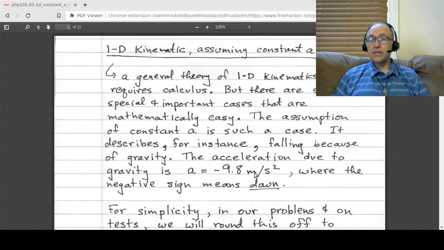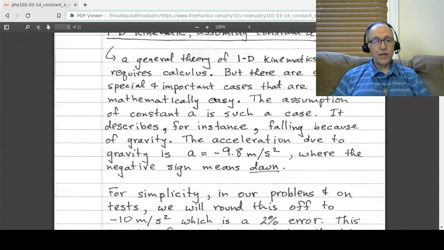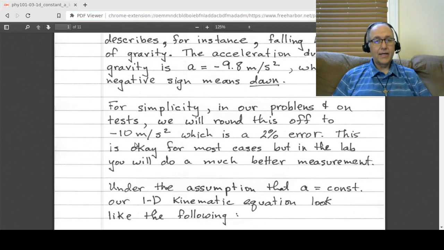Now that is the number that you should use in any experiments and so on. But in the theory, in other words, in the lecture, we're actually just going to round that off. And it's not that illegitimate to do that. We're going to round it off to negative 10 meters per second squared. So when I do the problems, and even on the test, we're actually going to use negative 10 meters per second squared.